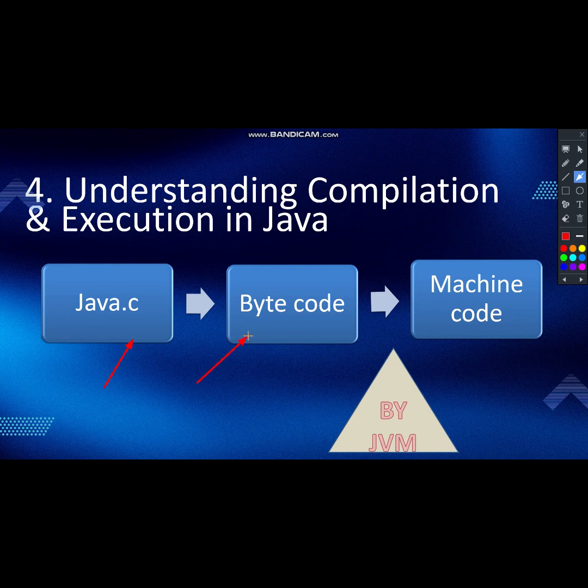Now what is bytecode? Bytecode is the intermediate step between human readable and machine readable code. Bytecode has the same standard for all machines. Okay, bytecode is converted into machine code with the help of the JVM, or the Java Virtual Machine.